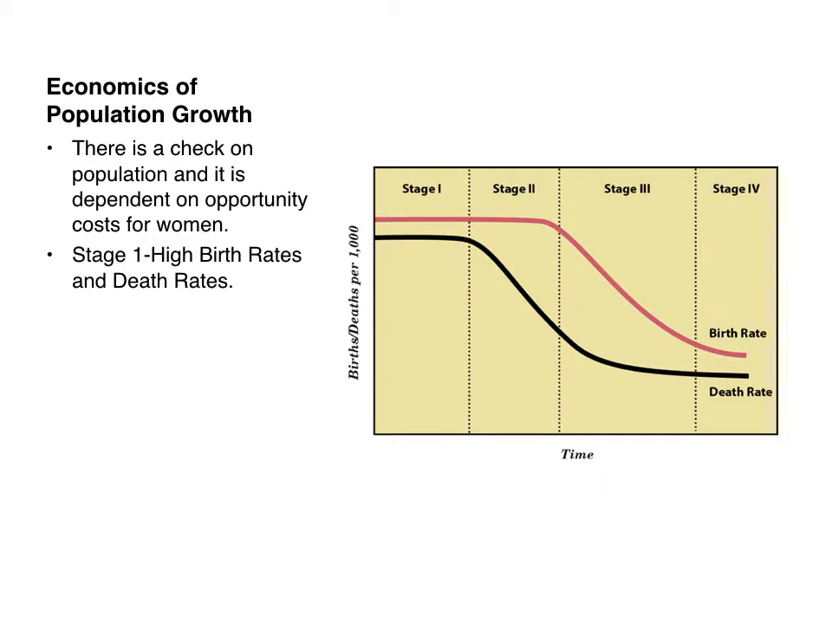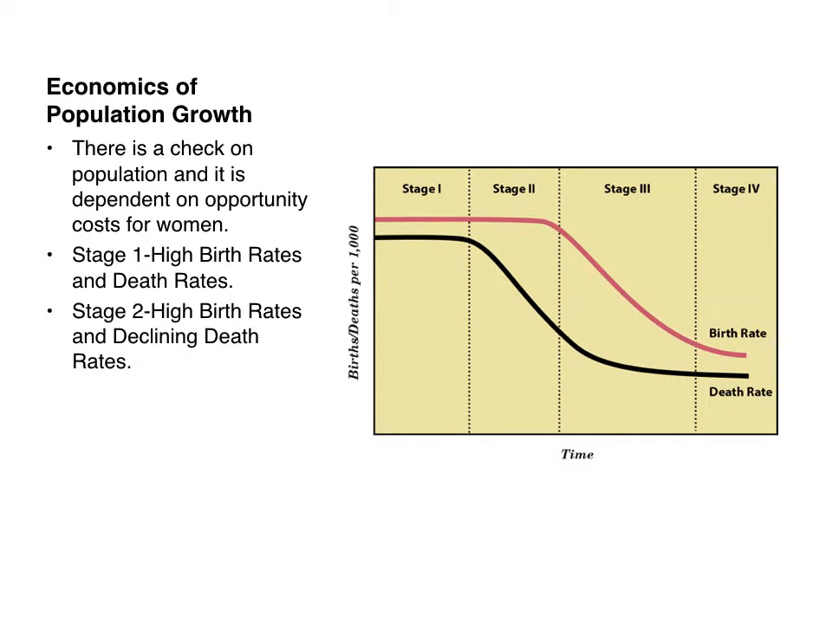Okay, so we have stage 1. Stage 1: high birth rates and death rates. This is early in the development process. A scarcity of educational opportunities, jobs, and family planning resources keeps birth rates high, and poverty, unsanitary conditions, and the like keep death rates high as well. One might think that third, perhaps even fourth world countries would be somewhat like this.